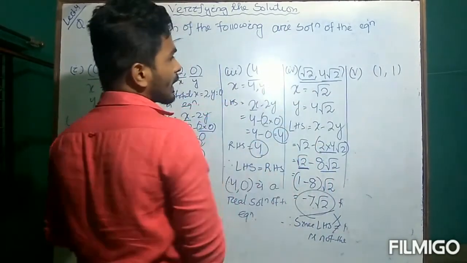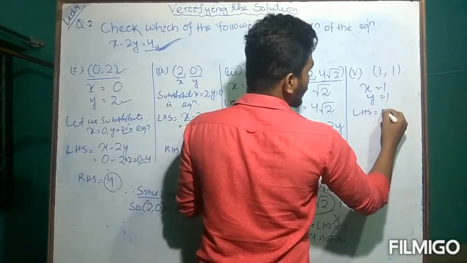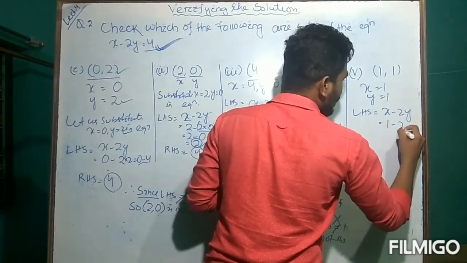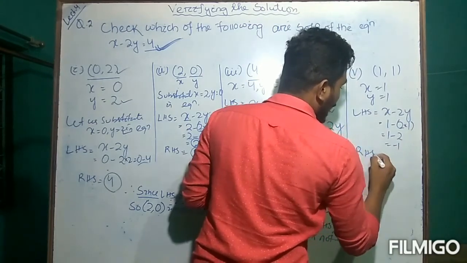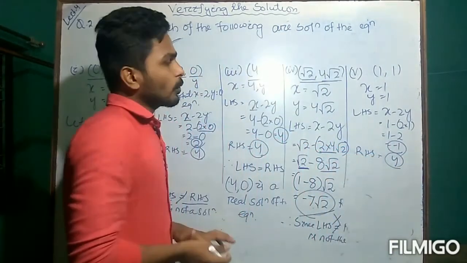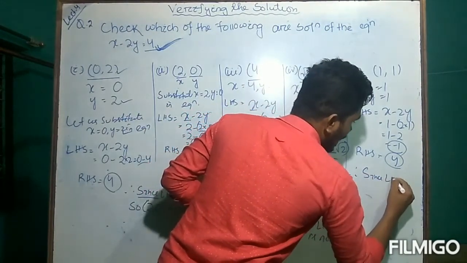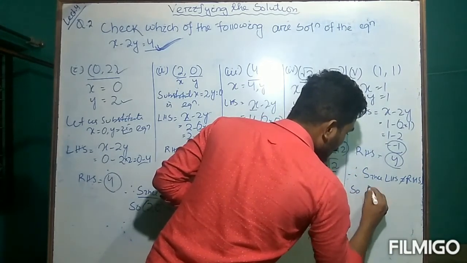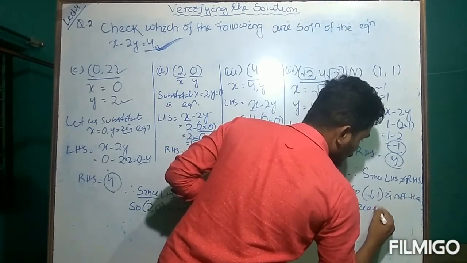Next, for the pair 1 and 1, here x is 1 and y is also 1. Your LHS after substituting x and y to be 1 in the equation will be 1 minus 2 into 1, 1 minus 2, that is minus 1, and your RHS is given as 4. So in this case, LHS and RHS are not equal. Since LHS is not equal to RHS, 1, 1 is not the real solution.